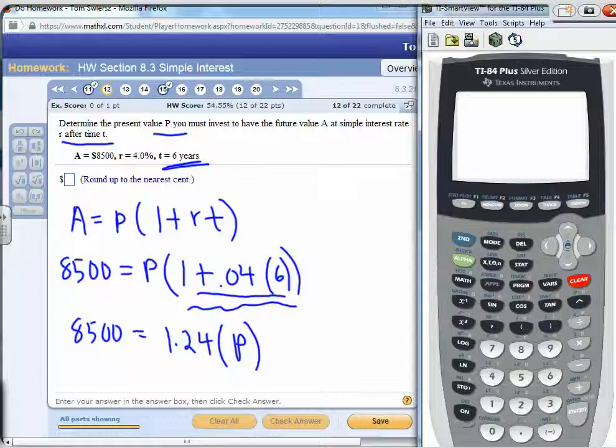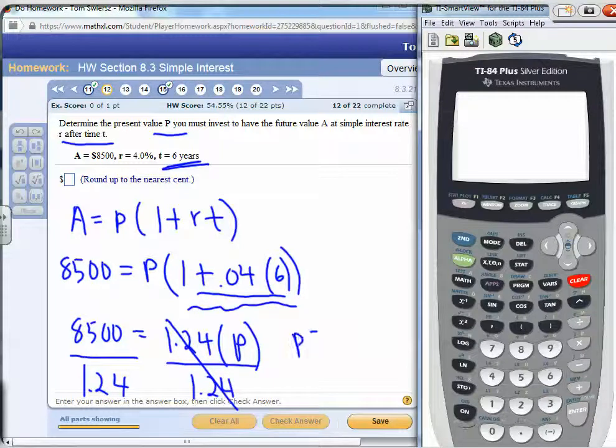6 times 0.04 is 0.24. I did it in my head. And now to solve for P, 1.24 is times P, so you divide both sides by 1.24. Here, 1.24 divided by 1.24 is 1P. So P will equal the value 8,500 divided by 1.24. So let's do that on our calculator.